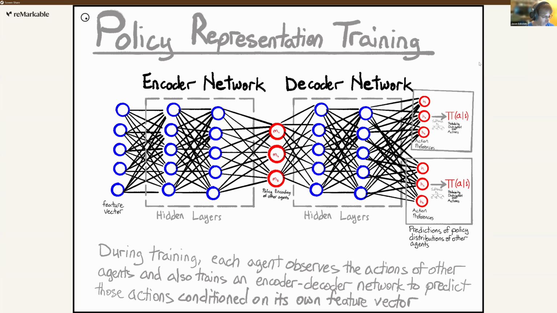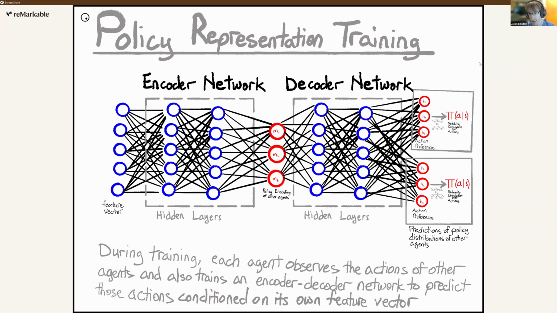So the idea here is that we have the same feature vector, which belongs to this particular agent, the one that we're training. Now this agent, the one agent which is learning independently in the problem, is going to train an encoder-decoder network, not to optimize its own performance, but rather to try to predict the policy functions of the other agents. So here, let's say that there are 2 other agents in this environment, and that the agent we're training can see what actions those other agents took.